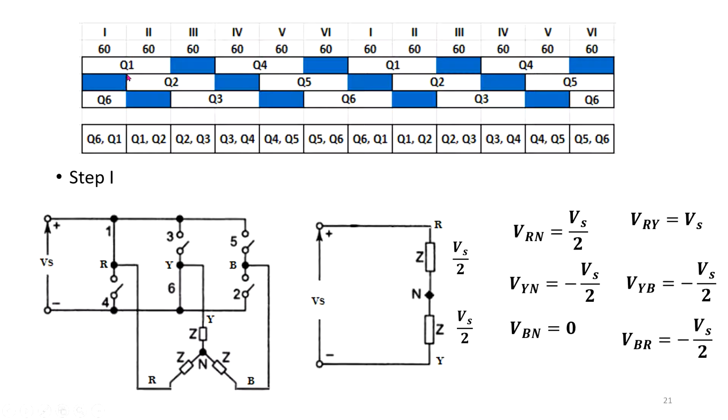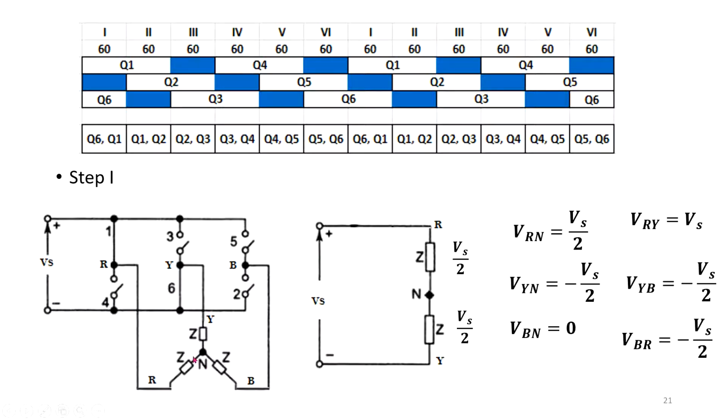Take that sequence Q1, Q6, Q1, Q6. Take those impedances, add them up, divide the voltage, write down like that. Be careful about the sign. For the line voltages, you need to be careful.